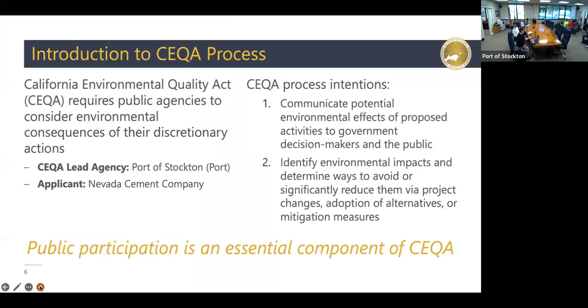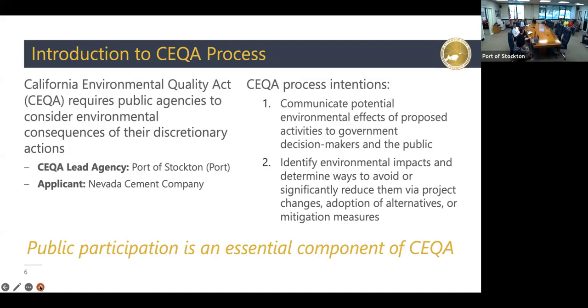So first, we're going to start with an overview of the CEQA process. CEQA requires public agencies to consider the environmental consequences of their discretionary actions before making decisions. In the context of CEQA, the lead agency is the primary public agency responsible for carrying out or approving a project and ensuring compliance with CEQA requirements. For our project, the port serves as the lead CEQA agency. An applicant is an individual, private entity, or public agency seeking approval or permits to carry out a project. In this case, Nevada Cement is the applicant.